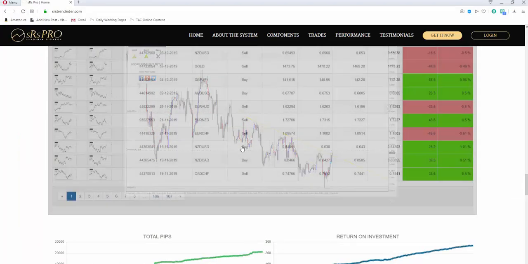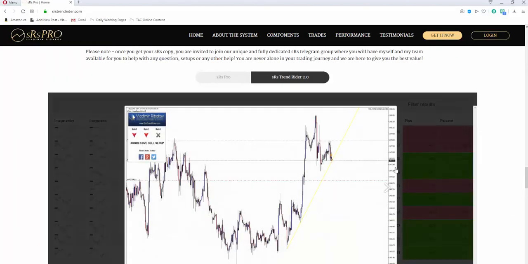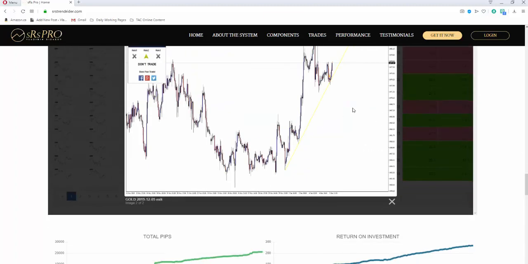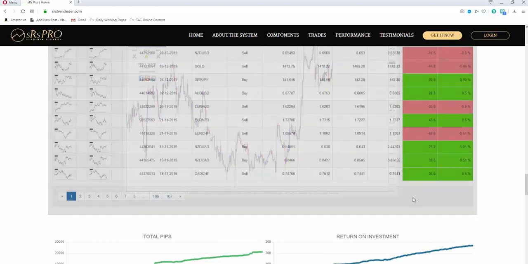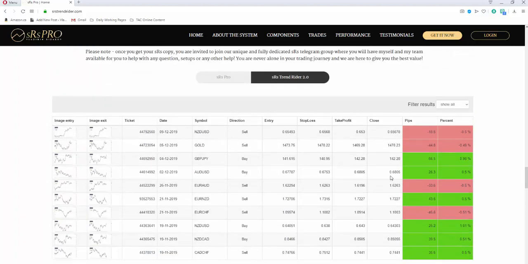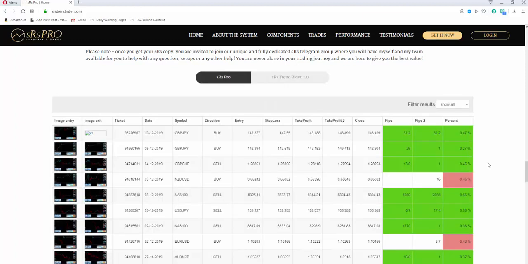And the last one was gold, the attempt for a sell. The idea here was to enjoy a corrective cycle of this pattern, the 3 higher highs, 3 higher lows. So that's what we were looking to trade. Unfortunately, that did not work out, and loss. So that's from the SRS 2 and before the SRS Pro.